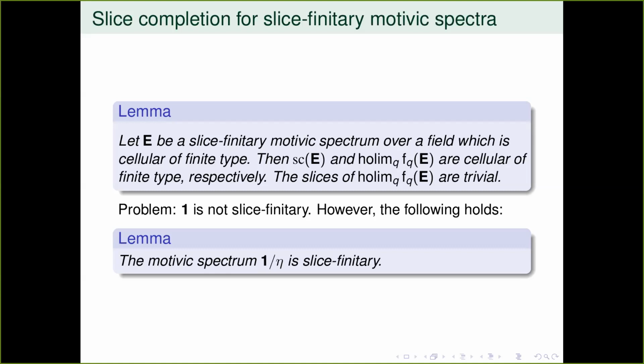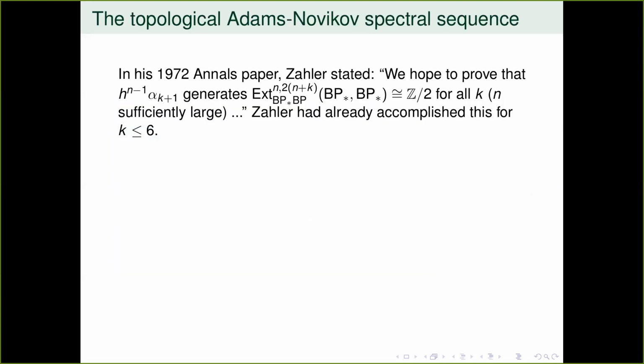And we cannot apply this to the sphere spectrum, but we can apply it to the cone on the Hopf map, as Dan pointed out. This is going to be slice finitary. And the input in proving this last lemma goes back to Sala's paper on the Adams-Novikov spectral sequence, where he formulates a hope, which he sort of took care of in low degrees. So there are these H multiples of the alpha family elements, and he wanted that they generate everything in sufficiently large degrees.